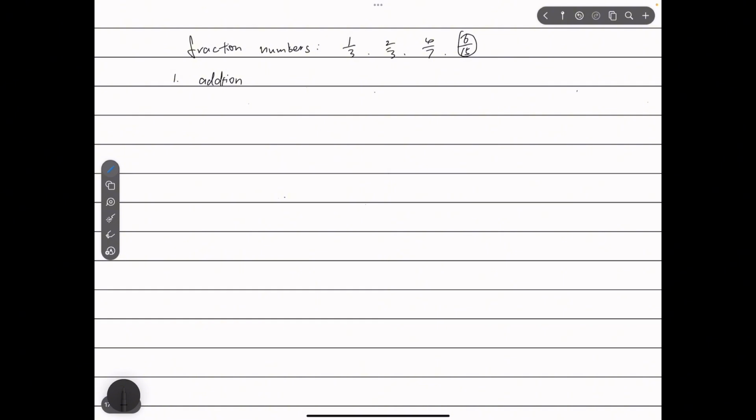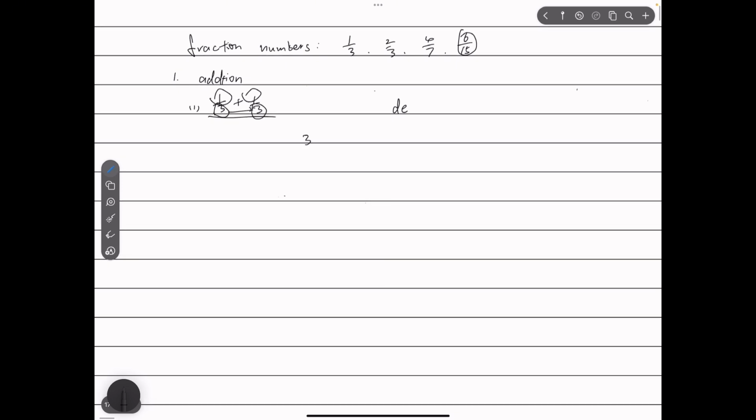So let's say example 1, if we have 1 over 3 plus 1 over 3, how do we do the addition for these two numbers? The first thing we need to look at is the denominator, which is the number on the bottom. If they're the same, we can just add the top numbers together. Since here it is 1 over 3 plus 1 over 3, the denominator is the same, so we can just keep it the same.